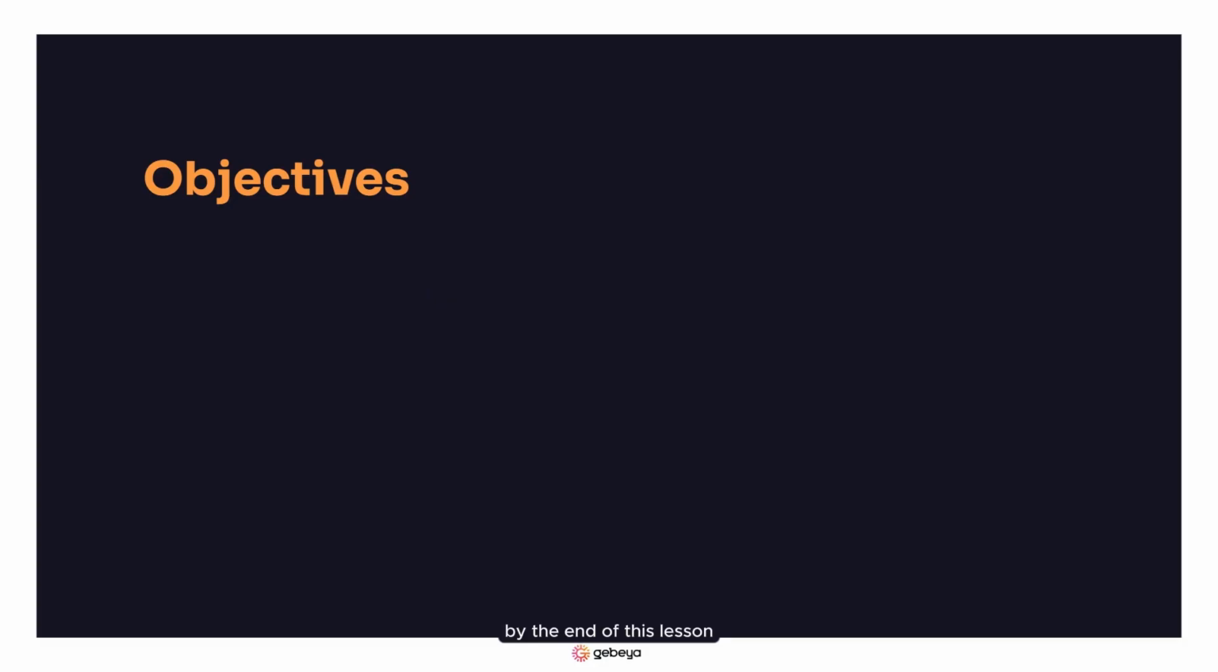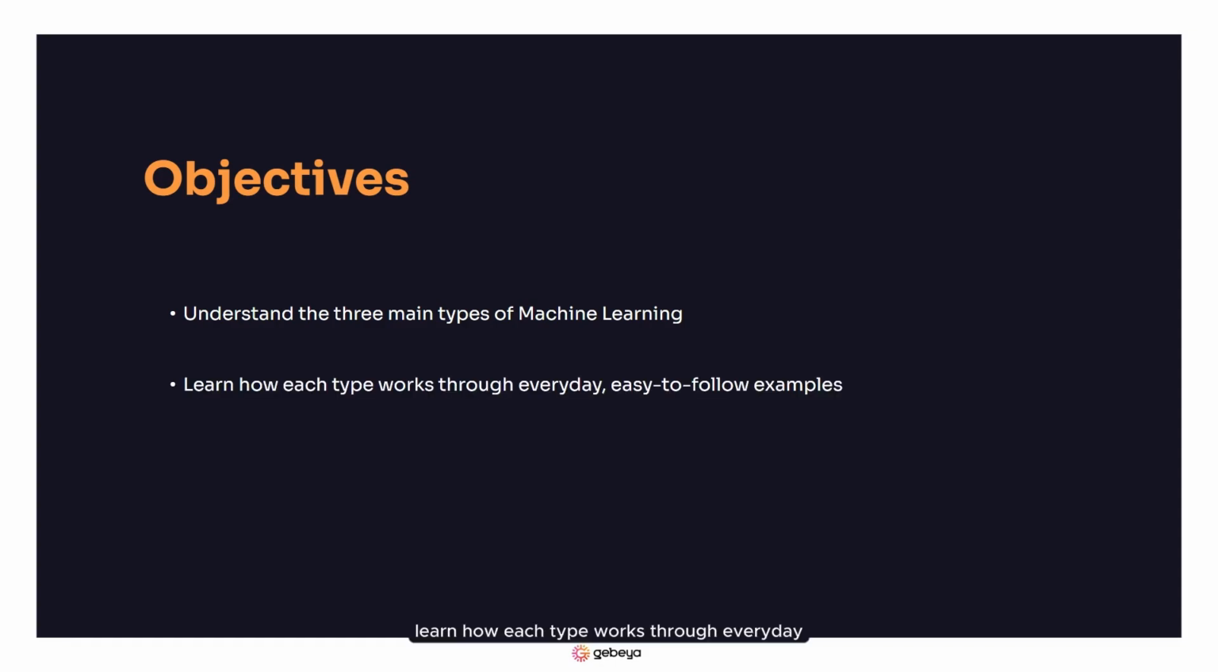By the end of this lesson, you will understand the three main types of machine learning and how they differ, learn how each type works through everyday, easy-to-follow examples, and be able to recognize when and why you might choose one type over the other.